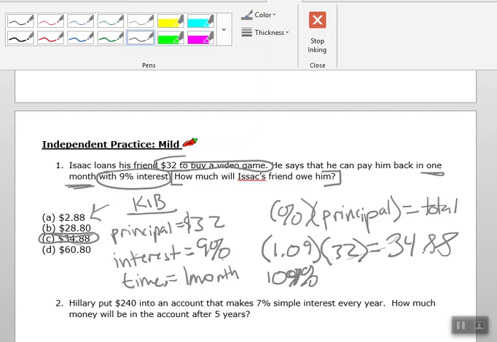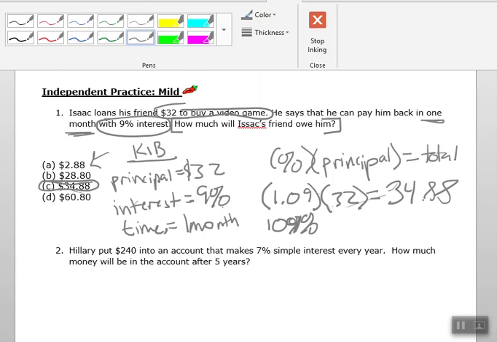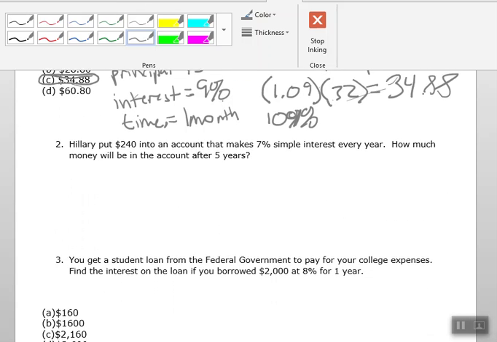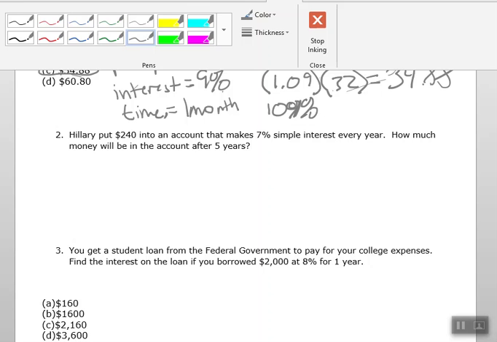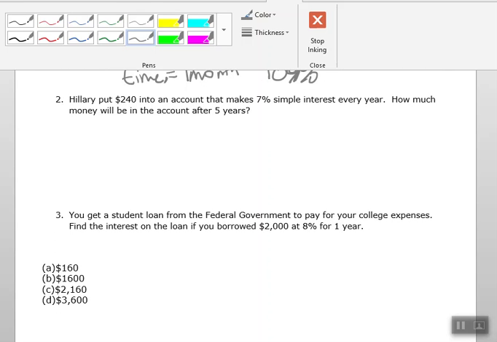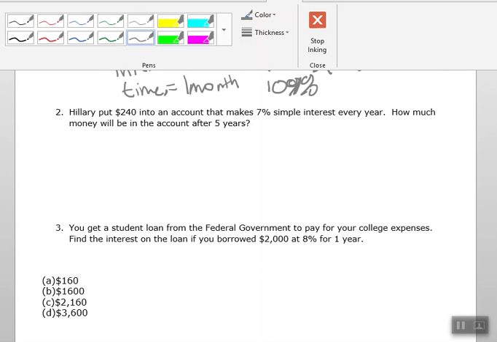So let's move down here. I'm going to get just a couple of the homework problems. Actually, no, I'm not, because I remember I'm giving you a different homework on this day. We're going to do one more of these from the independent practice.